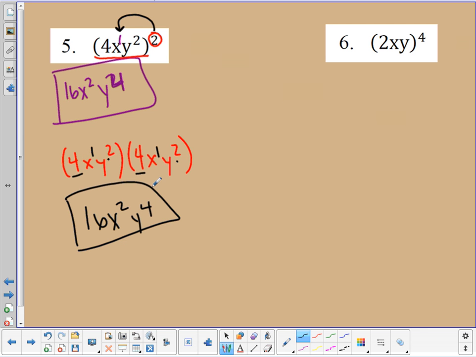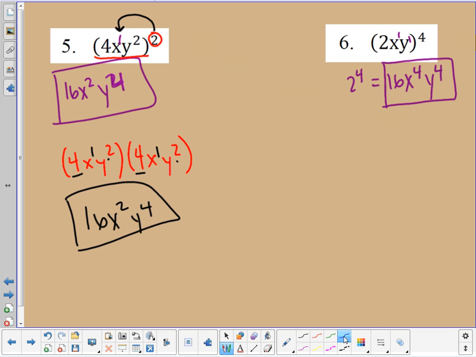Okay, so let's talk about that in number 6. In number 6, I have 2xy raised to the fourth. So 2xy raised to the fourth means I really have 2 to the fourth power. And if you plug that into your calculator, 2 to the fourth power is 16. Then I have x to the 1 times 4 power. 1 times 4 is 4. And y to the 1 times 4 power. 1 times 4 is 4. So I end up with 16x to the fourth, y to the fourth.